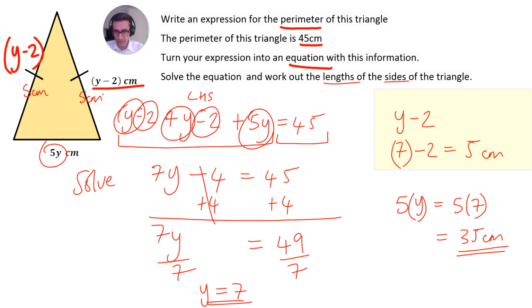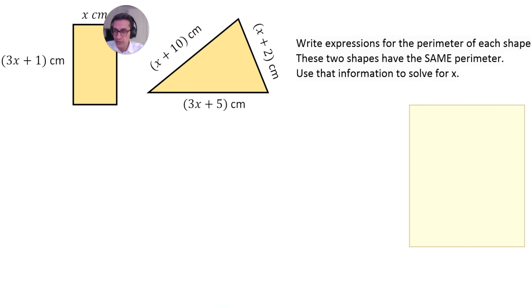Should note that this triangle technically cannot exist, because if you had a 35 centimeter base and these two were 5, they probably wouldn't touch, but we're not going to correct that for now. We're just going to look at the maths behind it. Okay, next question.